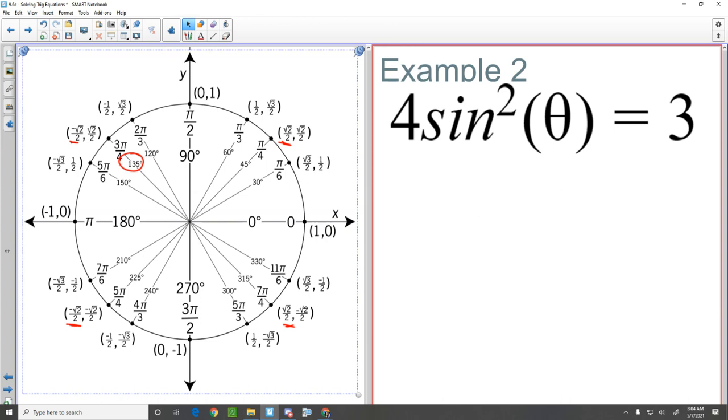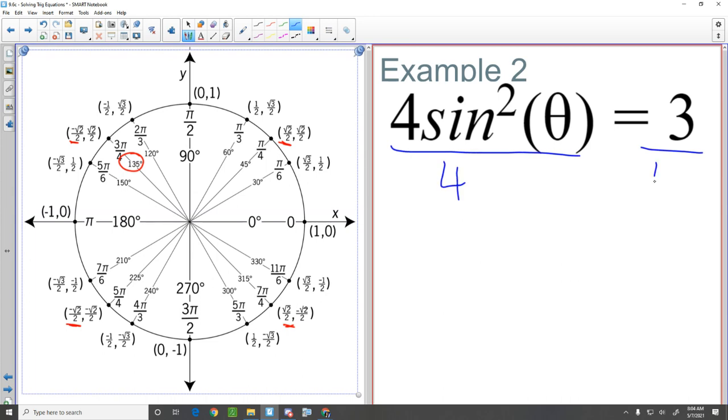This first one's good, but it's a positive, and sine is positive in this quadrant and this quadrant, 1 and 2. So it wouldn't be the 330, because down here that's a negative. See how that's negative? You're looking for the positive. All right, love, love, love what I'm seeing.